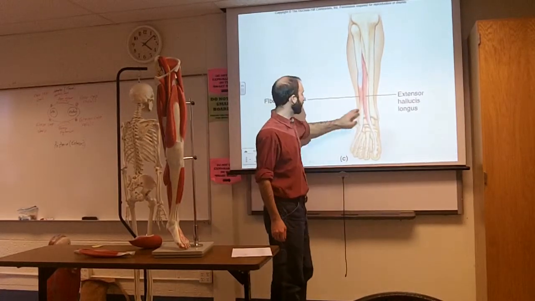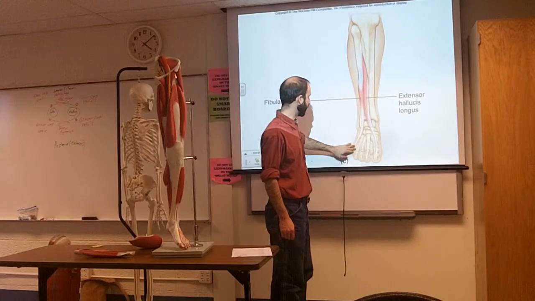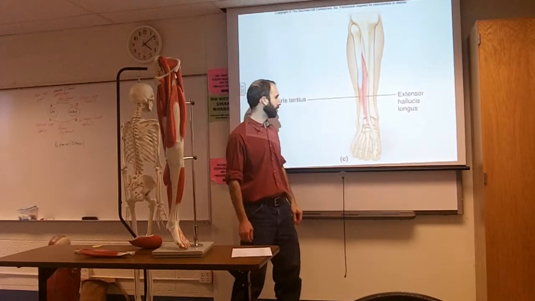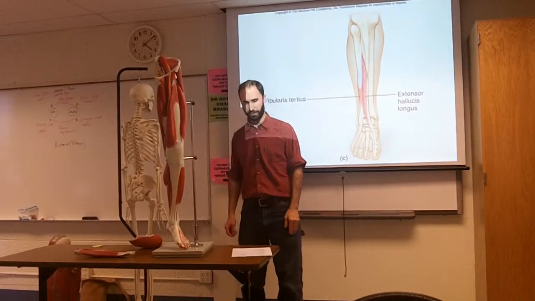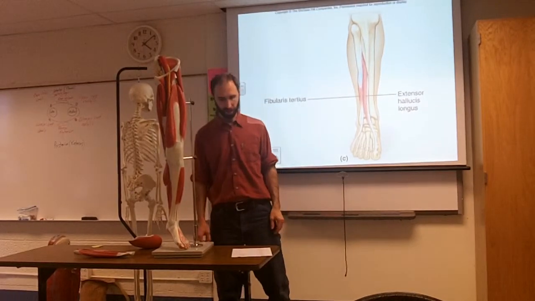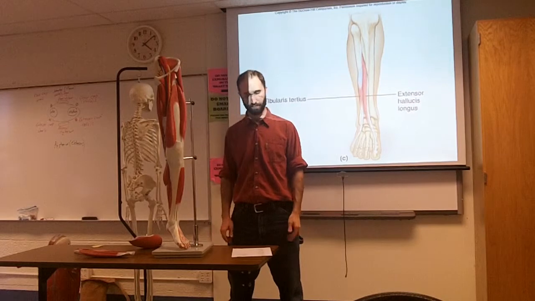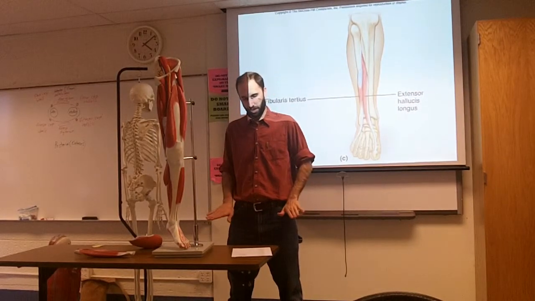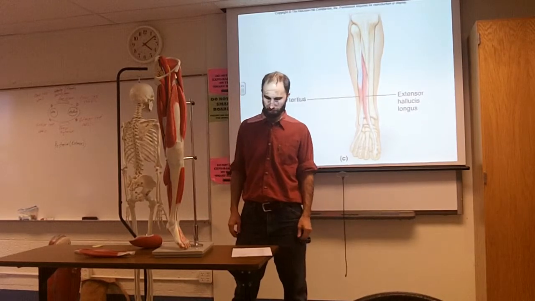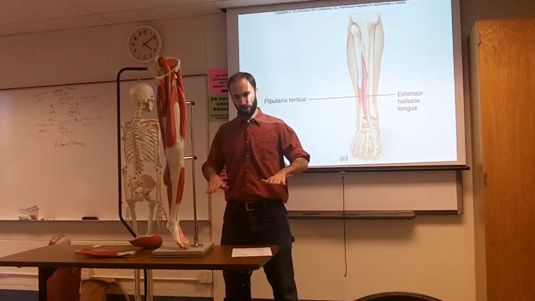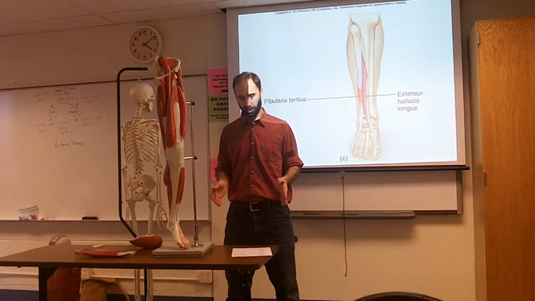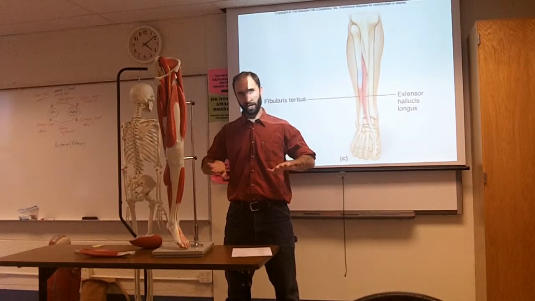So fibularis tertius comes down here and actually attaches to the toe there, but mostly it's going to dorsiflex here, and a little bit of eversion. Because again, it's on the lateral side, it's going to pull that lateral side up to evert. So tibialis anterior, dorsiflexion, inversion, fibularis tertius, dorsiflexion, eversion.